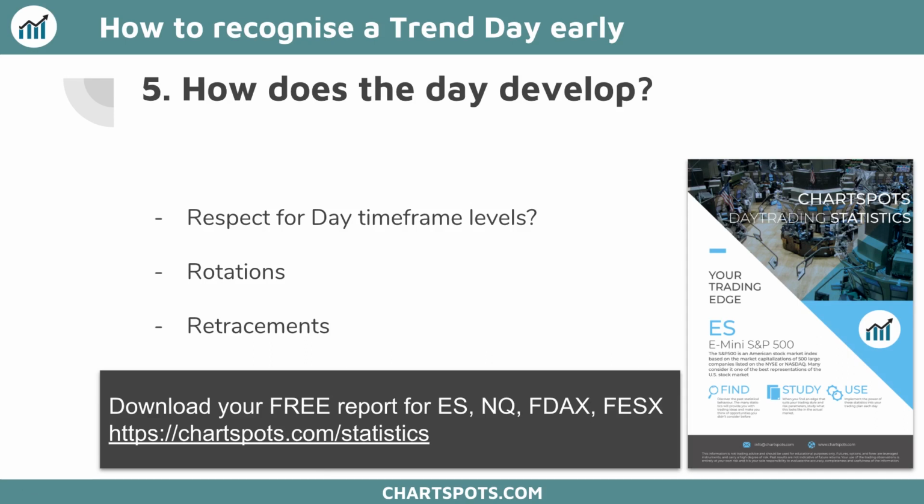Then the next thing I look at is how does the day develop? What do I mean with that? Is there any respect for day time frame levels? What are some examples of that? The overnight high and low, the prior session high and low, the settle, the open, the mid price of the day, things like that. If you see respect for them, and with respect I mean they turn into support or resistance, that is a clue that day time frame or shorter time frame traders are in control.